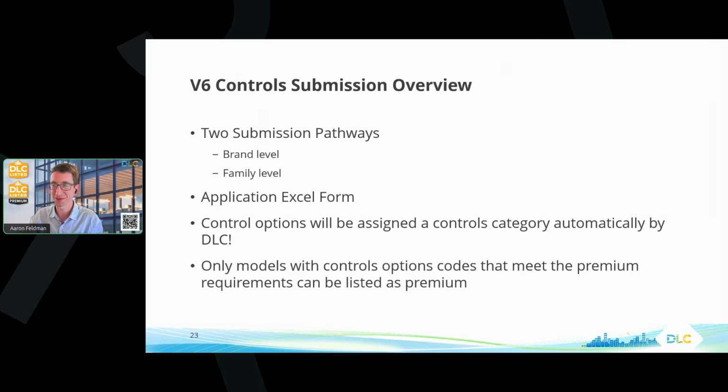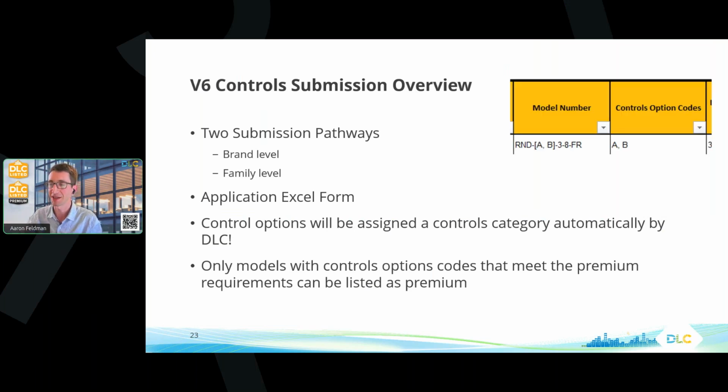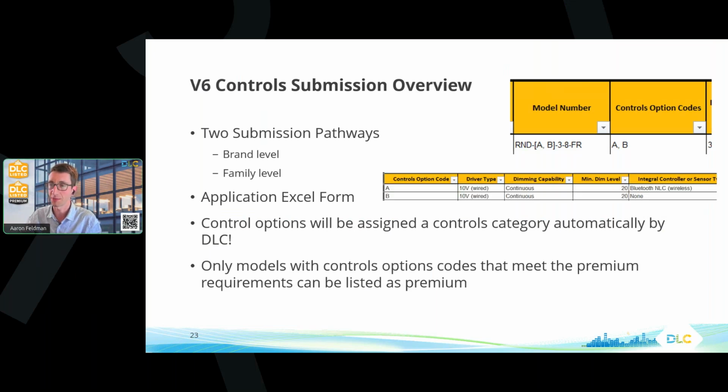And so on the application Excel form, you'll include your model number, and then the controls options codes that are included within that model number. So you can see here the model number is R and D, and then it has an A and B. In this case, the A and B are those control options for this product. And then you have control options codes, A and B, where you'll detail out the controllability and functionality of those control option codes. So the manufacturer indicates which control option codes are available with which model number, and then the specific controllability and capabilities of those codes here. So you can see controls option code A has a Bluetooth NFC functionality, while controls option code B is just 0 to 10 volt dimming.